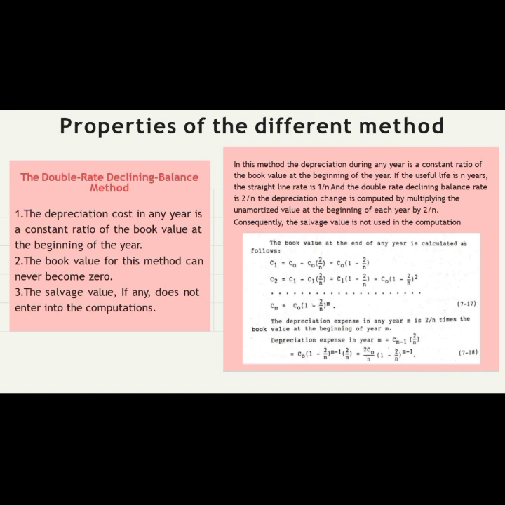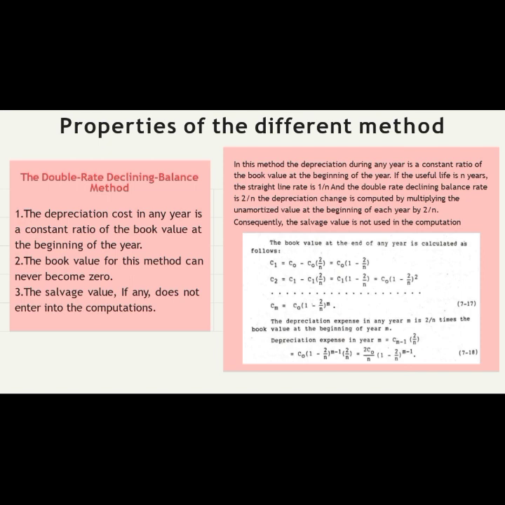So, in this method, the depreciation during any year is a constant ratio of the book value at the beginning of the year. If the useful life is n years, and the straight line rate is 1 over n, and the double rate declining balance rate is 2 over n, then the depreciation charge is computed by multiplying the amortizing value at the beginning of each year by 2 over n. So, consequently, the salvage value is not used in the computation.